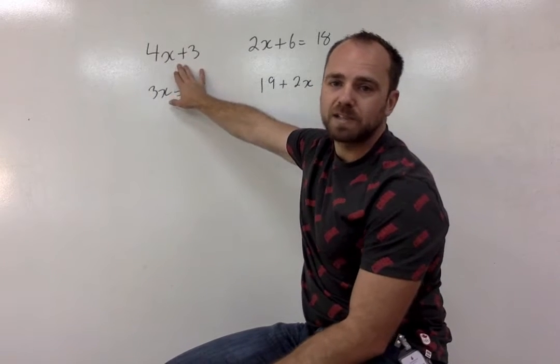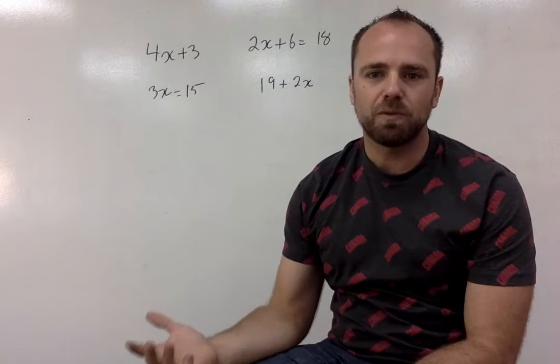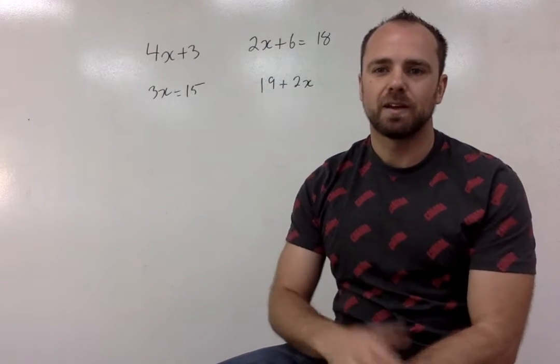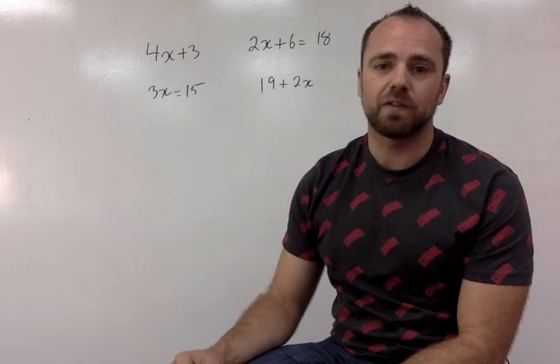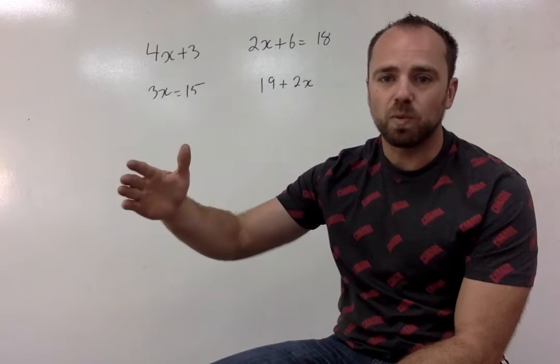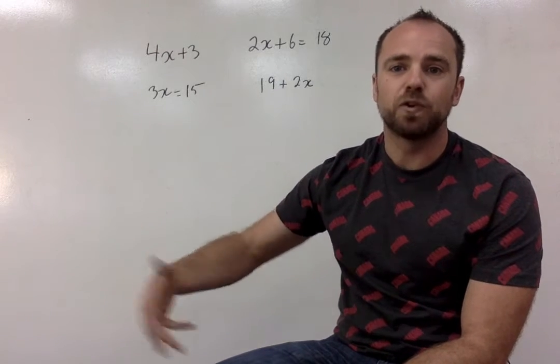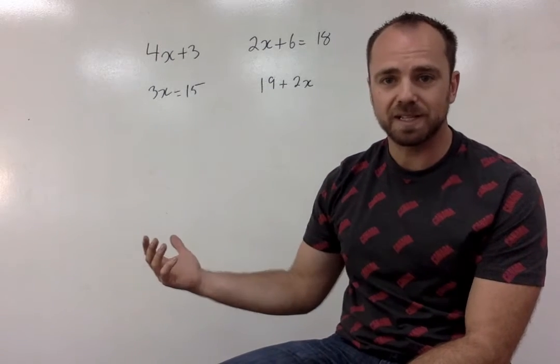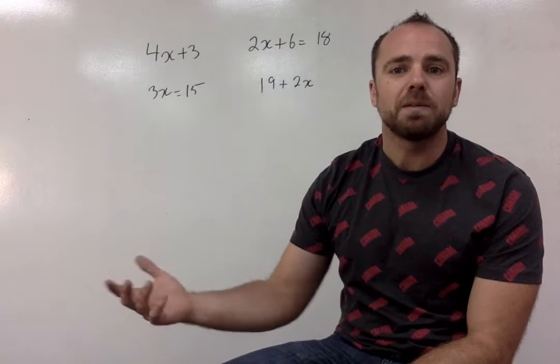So, for example, let's start up here. We have 4x plus 3. Do we know exactly what x can be? No, it can be absolutely anything. If we were to put 1 in for the x, we would say 4 times 1 is 4 plus 3 is 7. If we were to put 2 in for x, we could say 4 times 2 is 8 plus 3 is 11. It has many possible answers.